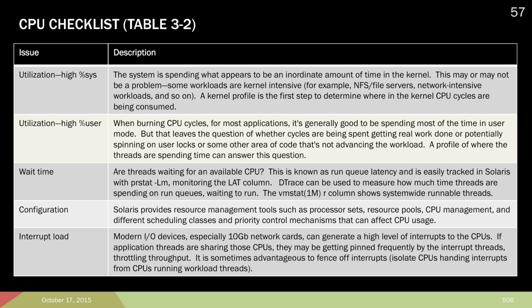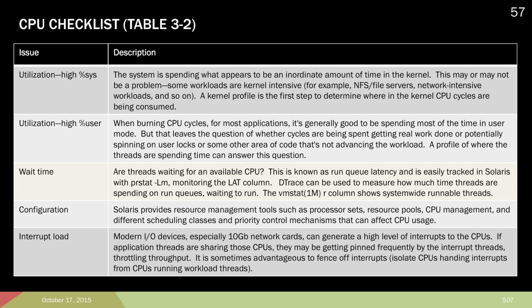Utilization, high %user. When burning CPU cycles, for most applications, it's generally good to be spending most of the time in user mode. But that leaves the question of whether cycles are being spent getting real work done or potentially spinning on user locks or some other area of code that's not advancing the workload. A profile of where the threads are spending time can answer this question.